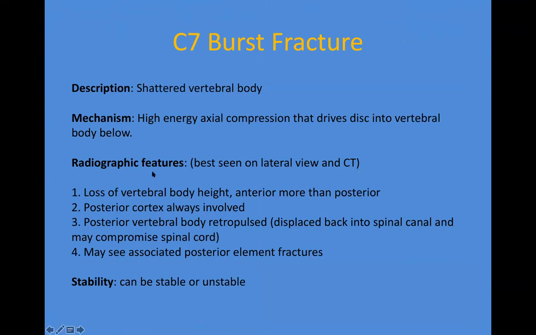On the radiographs, you're going to see loss of vertebral body height and spread anterior to posterior. The posterior cortex is almost always going to be involved in that fracture. And then you're going to have posterior retropulsion of the vertebral body. And this is the problem with these fractures, is that that posterior retropulsion can push on the spinal canal and the spinal cord. So in those cases where you have retropulsion, these fractures can be unstable, and they need an MR to evaluate whether there's edema in the spinal cord or spinal cord compression.